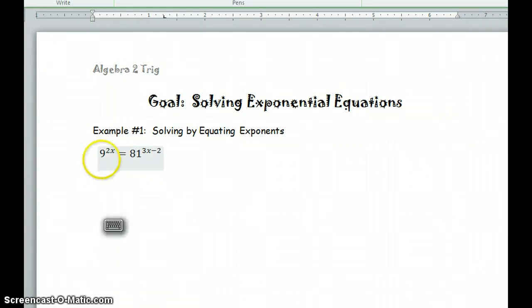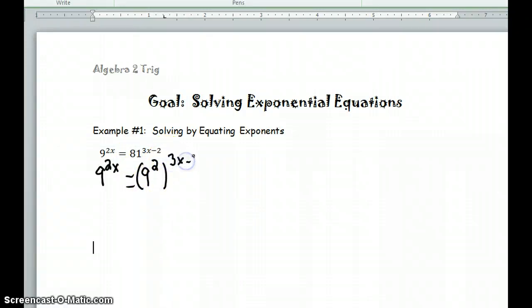So I'm not going to change the 9 because I know I can change 81 to 9 squared. And so I'm going to leave this 9 alone. So this is going to be 9 to the 2x still. But I can break 81 down, and we're not going to break it all the way down, as a matter of fact. We're just going to change it to 9 squared. And when you do these problems, you want to think ahead a little bit and say, look, I know that I can make 81 into 9 squared, and then I don't have to deal with the 9 over here at all. And then 81 is 9 squared, but that's still all raised to the 3x minus 2.